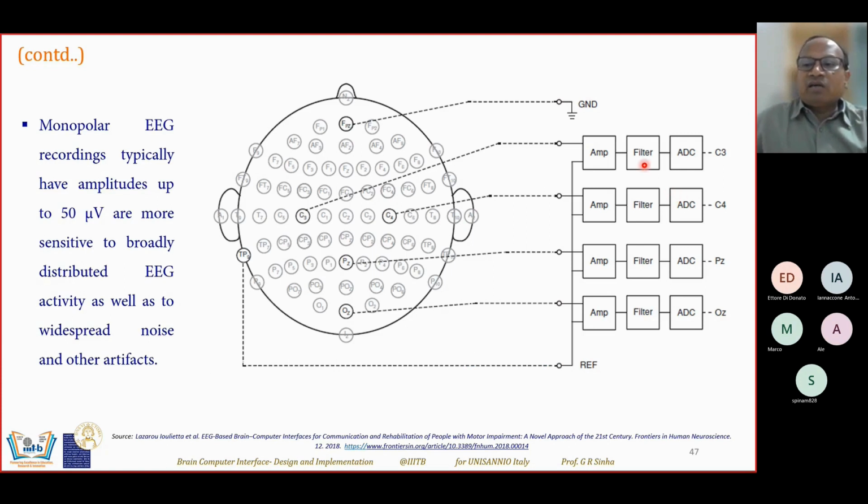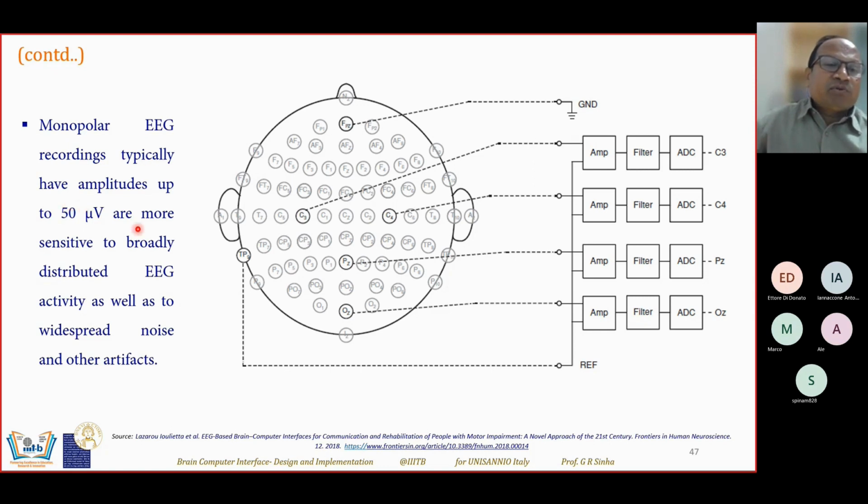So I think this diagram is not new. It is highlighting all the different stages of amplifiers, bringing the signals from different electrodes, passing through different filters and ADCs. It is actually the example of a monopolar. You look at here, the reference is one, and from each individual electrode, one signal is going to the amplifier. So this arrangement is monopolar EEG recording.